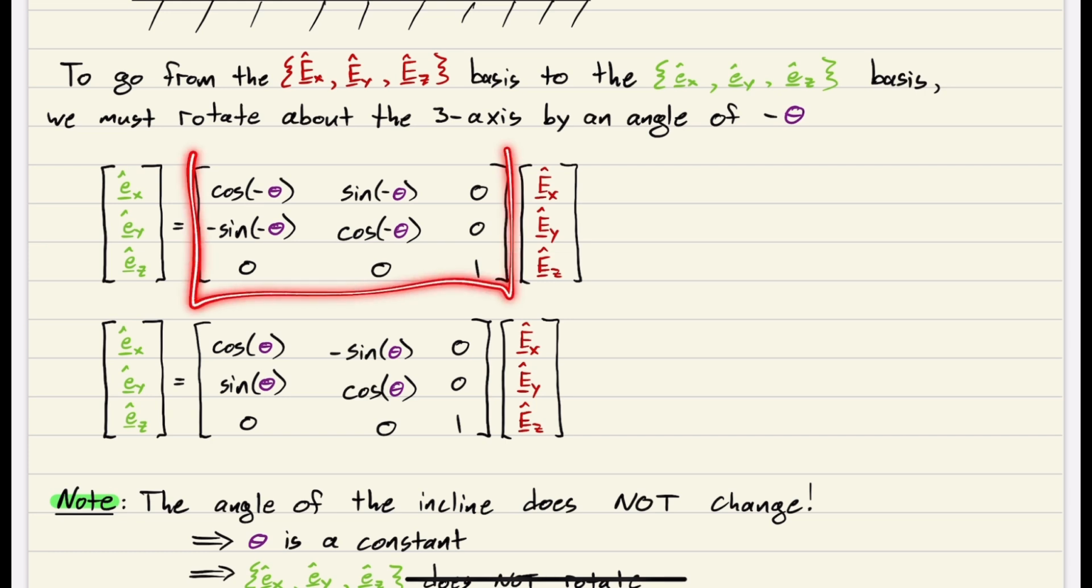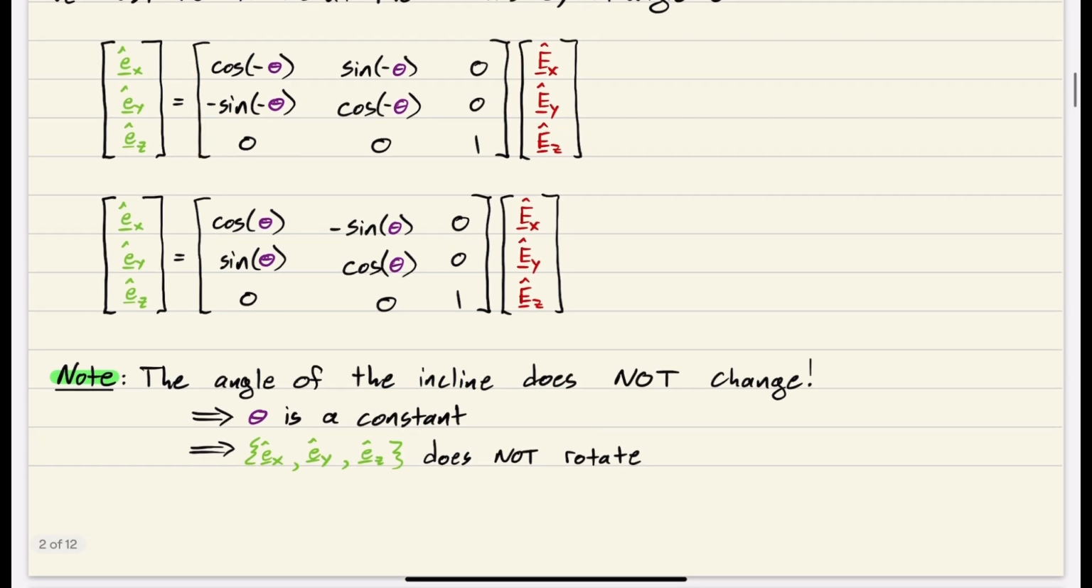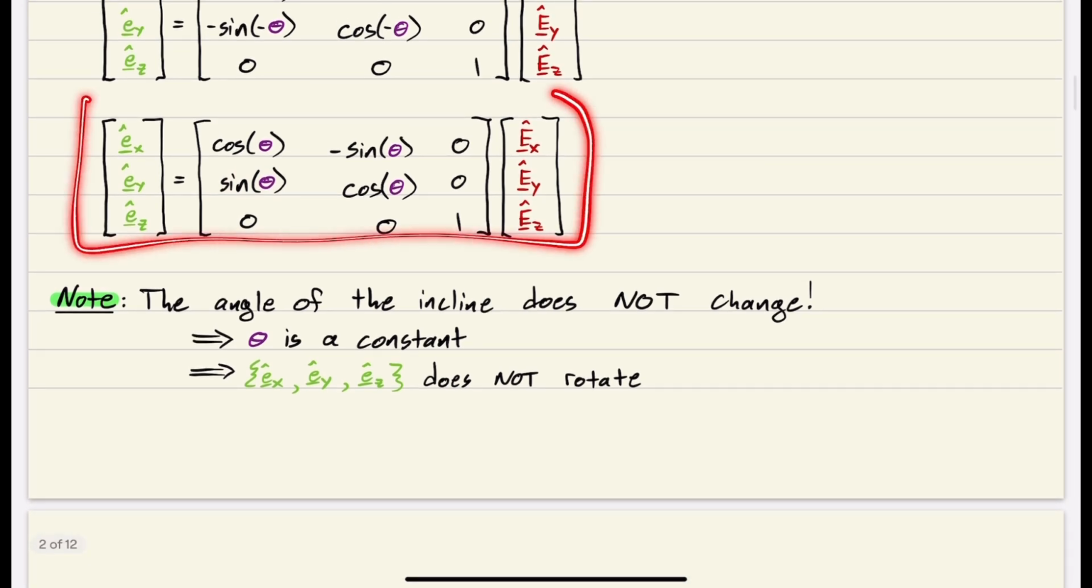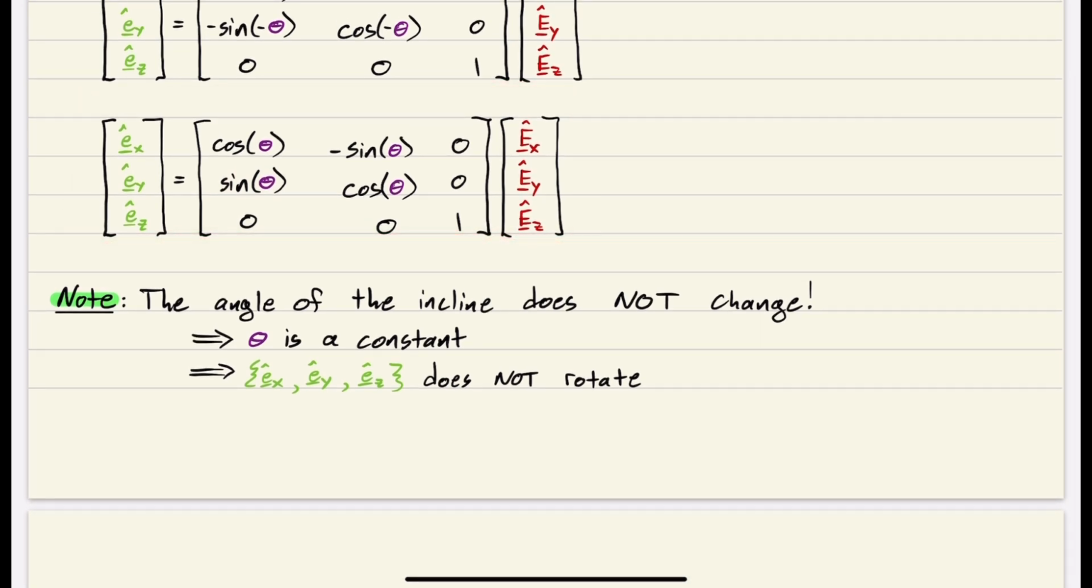So that's why we're using our fundamental 3 rotation matrix. And we know that cosine of a negative angle is just cosine of the angle, and sine of a negative angle is negative sine of that angle. Okay, so this is our relationship between the red and the green basis.